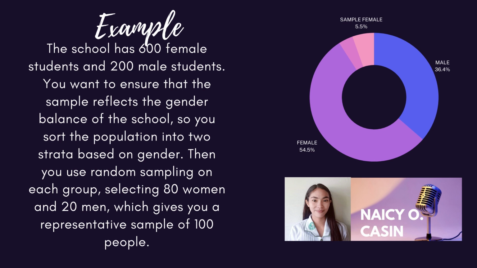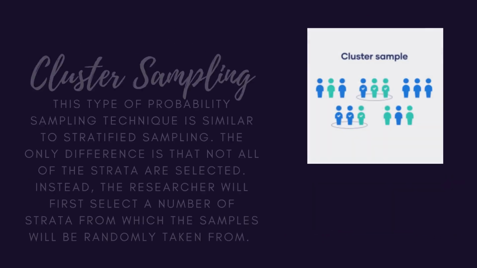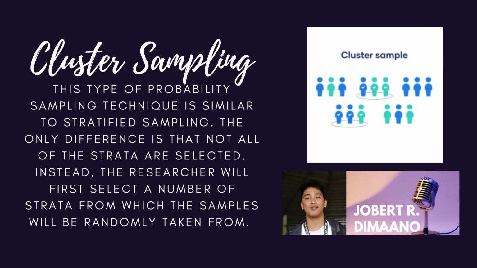What we need to do is we would pick randomly and we can set whatever we want. Next is cluster sampling. This type of probability sampling technique is similar to stratified sampling. The only difference is that not all of the strata are selected. Instead, the researcher will first select a number of strata from which the sample will be randomly taken.